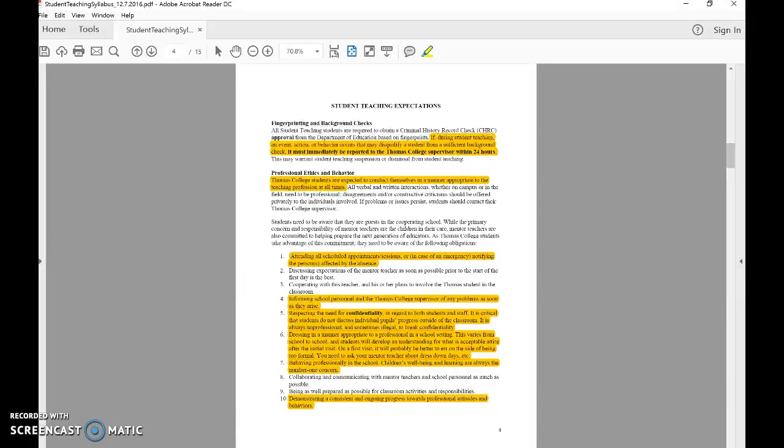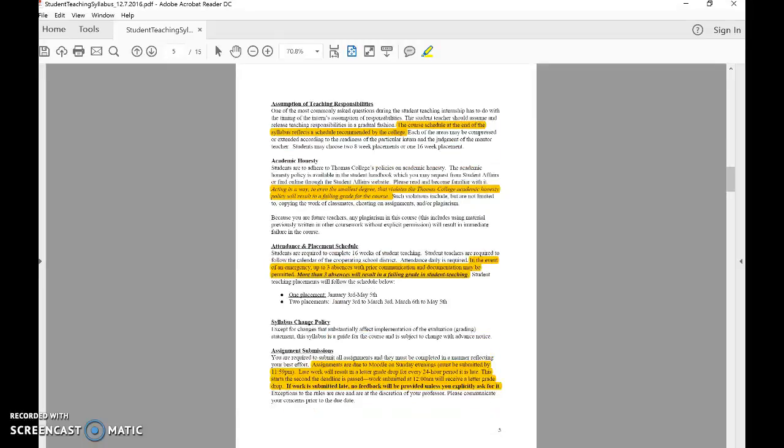And in general, number 10, we've included as an all-encompassing idea that you need to demonstrate consistent and ongoing progress toward professional attitudes and behaviors. So we should see you progressing as a professional in the field of education.